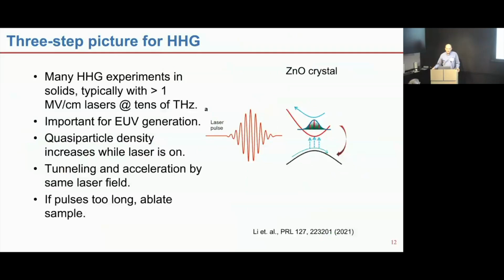At this point, there are many, many high harmonic generation experiments in solids. Typically, they're using megavolts per centimeter lasers at tens of terahertz. It's important technologically for EUV generation. The point I'd like to make here is that for these, the laser is strong enough to create quasi-particles by ionizing or tunneling across the gap. And so the quasi-particle density is constantly increasing while the laser is on. If you leave it on too long, the sample will ablate. So this is necessarily a transient method. And the tunneling and the acceleration are done by the same laser field.